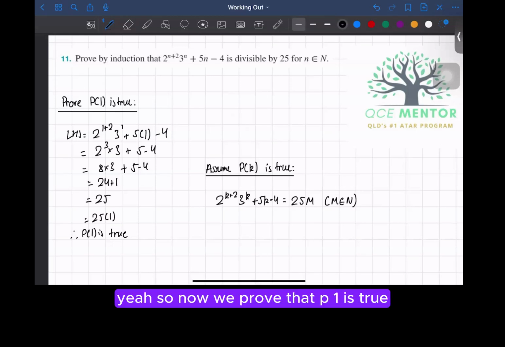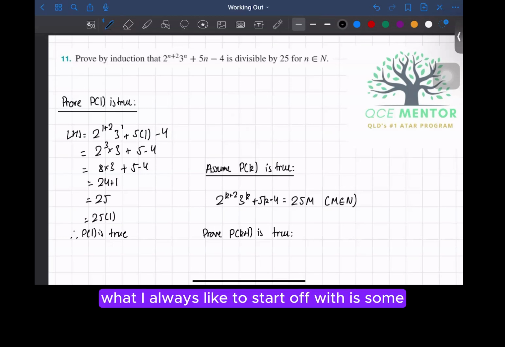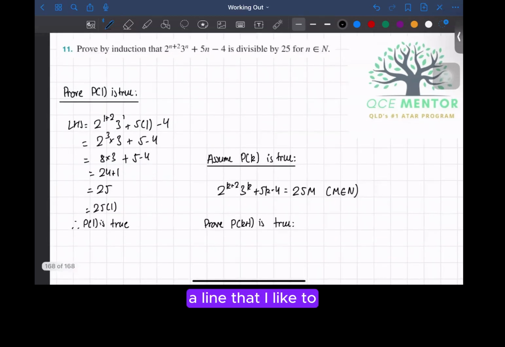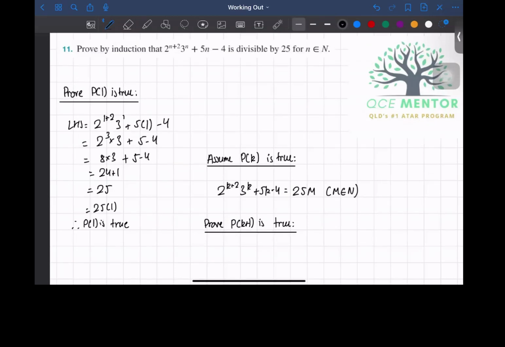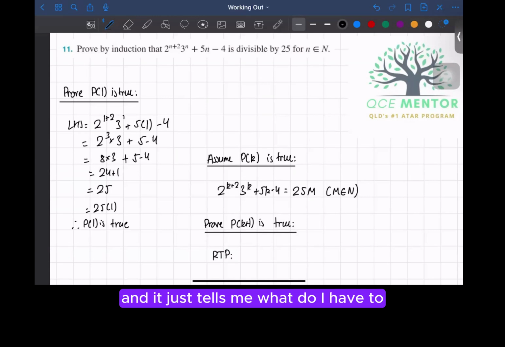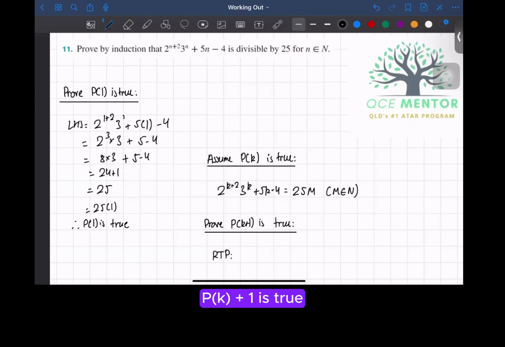So now we've proved that P1 is true, and we've assumed PK is true. Since we're doing mathematical induction, the next step is proving PK plus 1 is true. What I always like to start off with is a line that I call required to prove. I just write RTP, and it tells me my end goal of the proof: PK plus 1 is true.